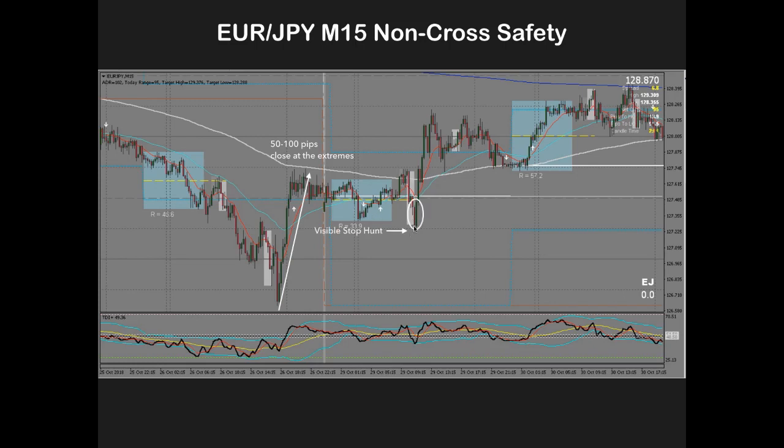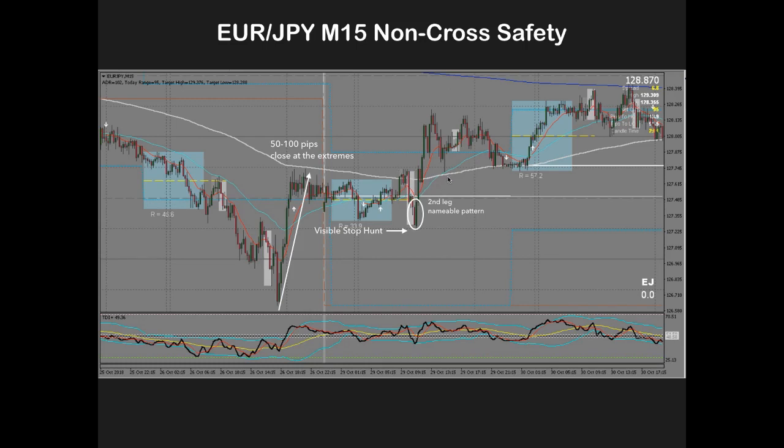Okay, and a nice railroad track second leg nameable pattern. All right, so right there is your entry. TDI gives you again out of the band. Okay, so not quite a 1-1 condition, but we do get that second leg nameable pattern with the visible stop hunt, and that's your move right there.